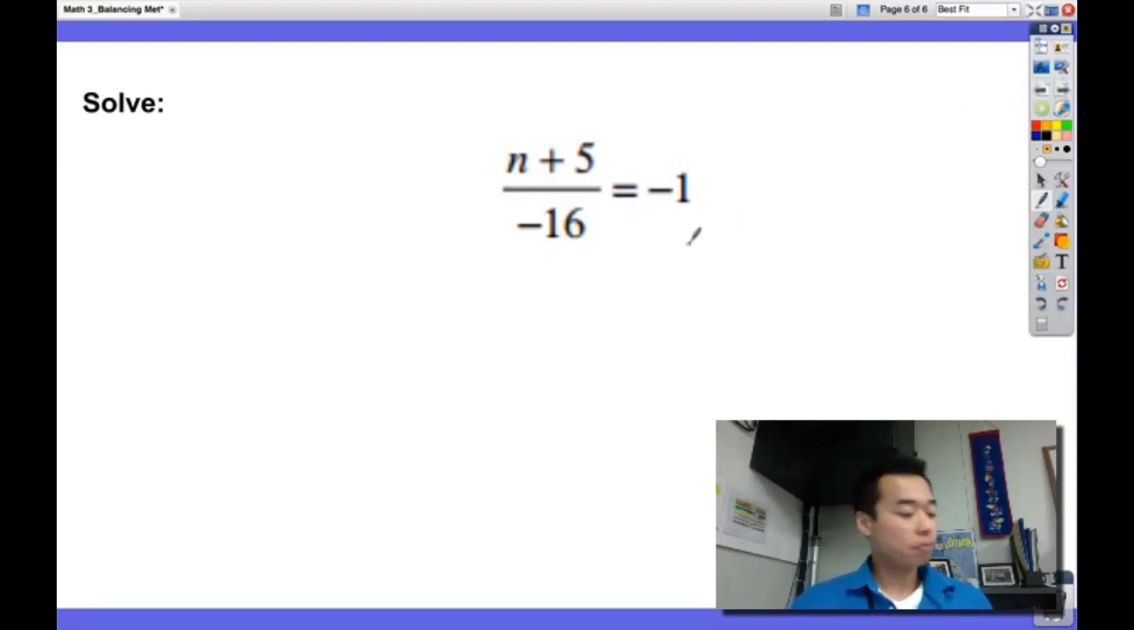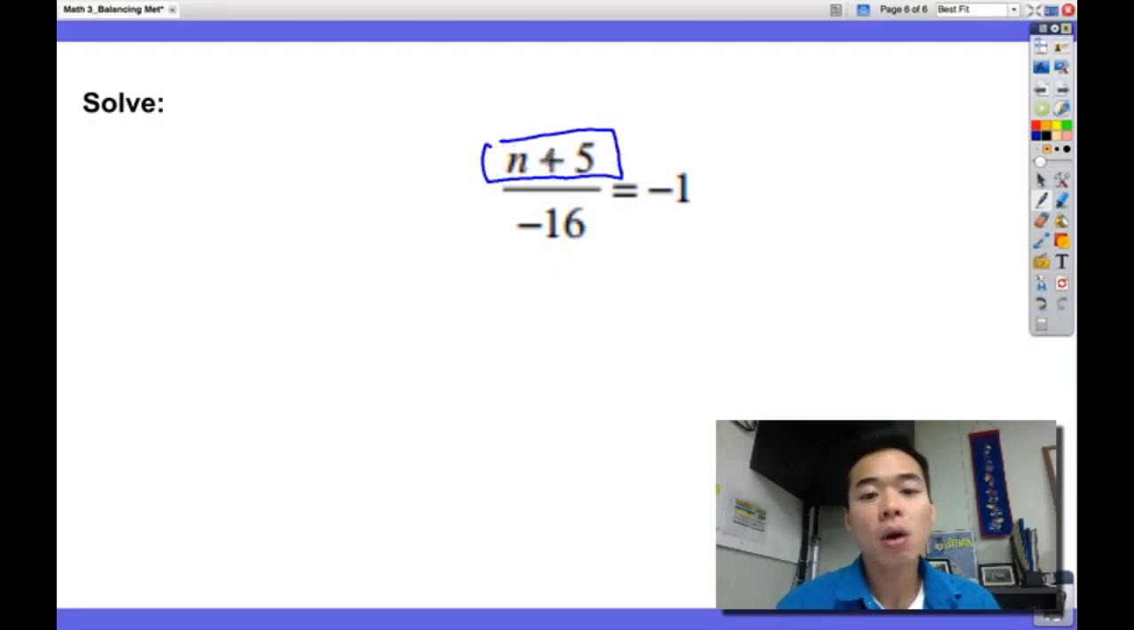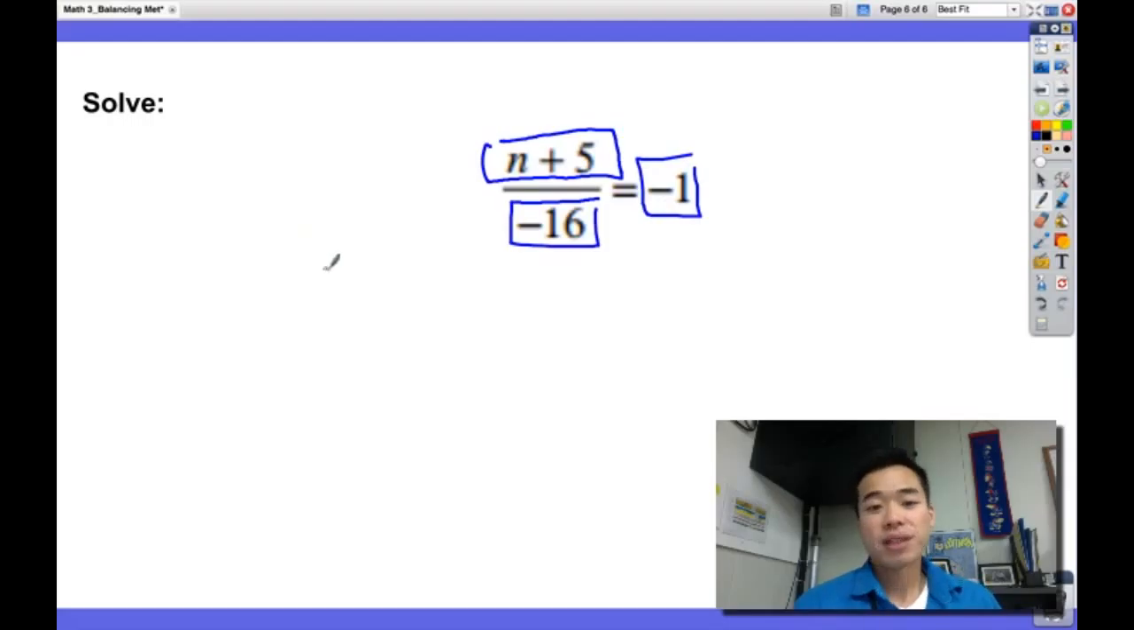All right, so let's move on to this one. This one's kind of a little tougher one, but what I'm going to do is box each term. Notice how I box the whole n plus 5, because it's all on top of the numerator. You can't just box the n and box the 5, because they're both on top of the numerator, so therefore they belong together. I have a negative 16, and I have a negative 1. First thing I need to do is get rid of whatever is not attached to the variable. Notice how the n plus 5 is pretty much inside the box with the n.